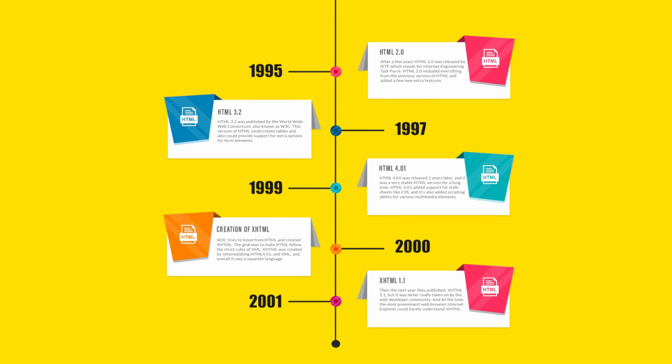Then the next year, they published XHTML 1.1, but it was never really taken on by the web developer community. And at that time, the most prominent web browser, Internet Explorer, could barely understand XHTML. That's when most of the people on the web couldn't even properly see a web page written with XHTML.